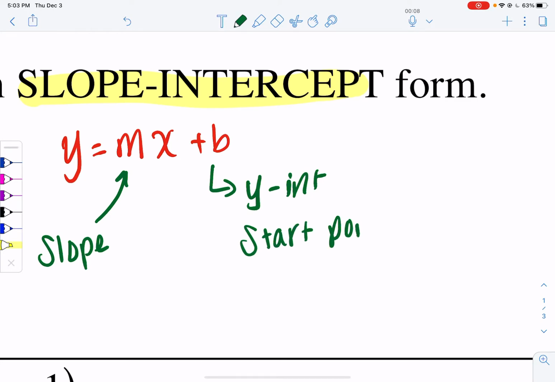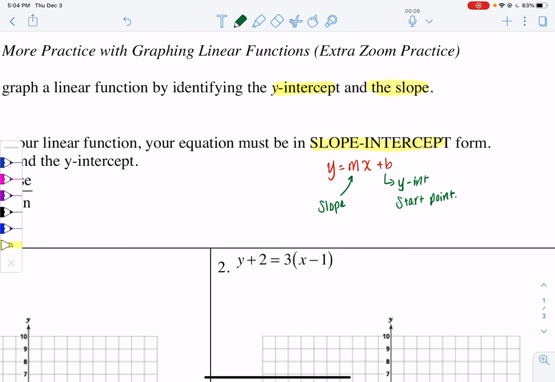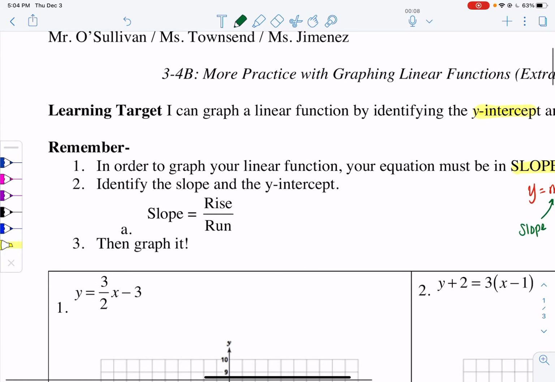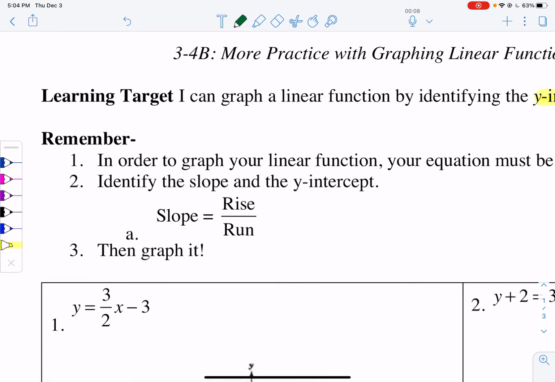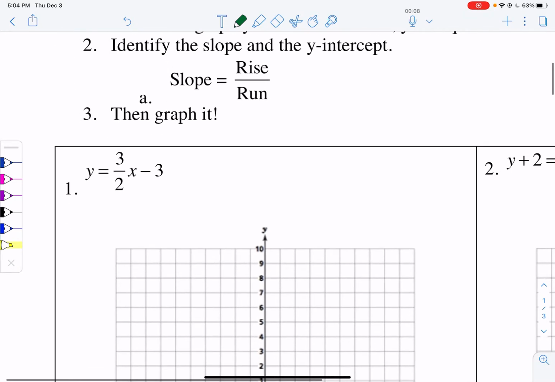So this is your start point. The reason why I call it your start point and your initial value is because that's the first point you even look at when you graph your line. The steps that we do are we identify our slope and our y-intercept. And remember, slope is equal to rise over run. The reason why we want to say rise over run is because whenever we graph, we really are looking at a function's rise over run. So our first example, and then last but not least, you then graph it.